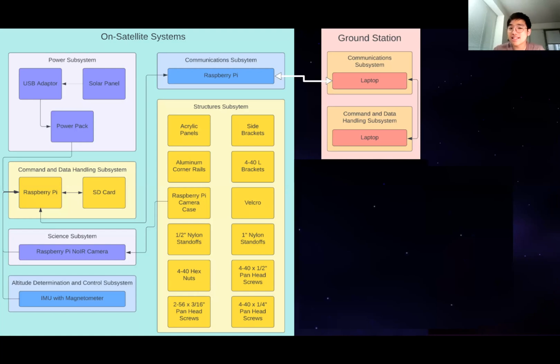We can see that there are 6 subsystems on the satellite, the structure subsystem containing a large amount of parts securing everything together, the Raspberry Pi serving both as the computer and communications device, the NOR camera as the science subsystem, the IMU as the ADCS subsystem, and the solar panel and power pack as the power subsystem. So basically, every subsystem is integrated with the Raspberry Pi. And now on the right, on the ground station, there is communications and a command and data handling subsystem.